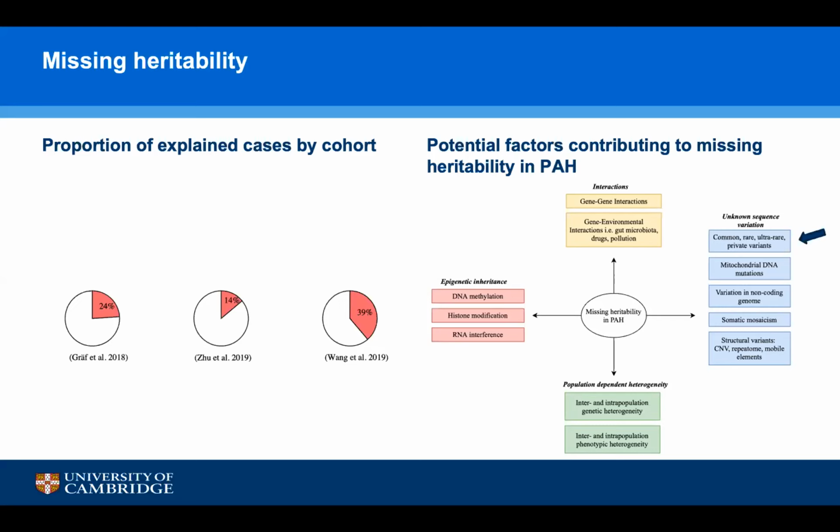So we can again break down the causes or factors contributing to missing heritability into at least 4 categories: unknown sequence variation, interactions between genes and environment, population-dependent heterogeneity, and epigenetic inheritance. And for the remainder of this talk, I will focus on rare and ultra-rare variation contributing to missing heritability in PAH.